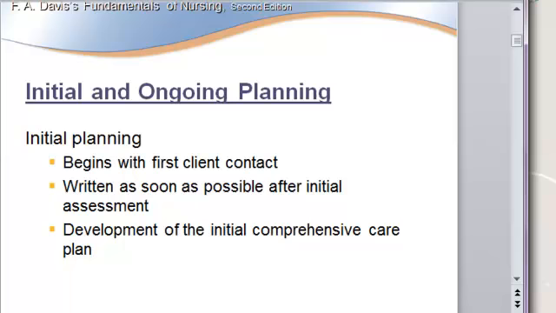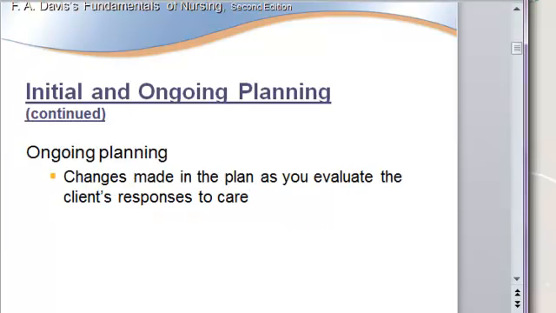Our initial and ongoing planning. Our initial planning begins with the first client contact, the very first time that you meet the patient. It refers to the development of that initial comprehensive care plan, which should be written as soon as possible after initial assessment. We also develop the initial comprehensive care plan as we go, making sure that we do the assessment, we do the nursing diagnoses, and then we start to plan for our outcomes and our interventions.